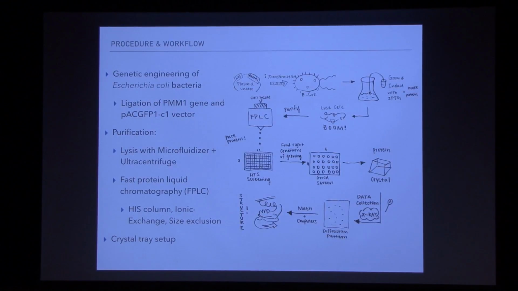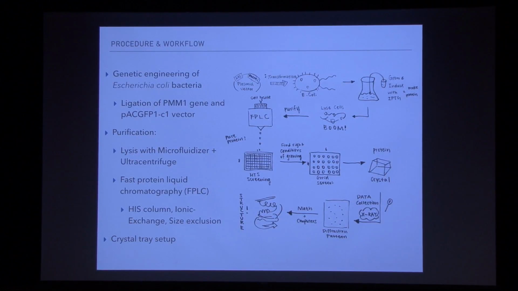So here's my procedure and workflow. We would first genetically engineer E. coli bacteria. We would first ligate the PM1 gene with a vector, and then we would insert the vector into E. coli bacteria and transform the E. coli so it has the genetic coding to start making PM1 proteins. And then we would put the transformed E. coli into a culture and grow it, and we would induce it with IPTG.